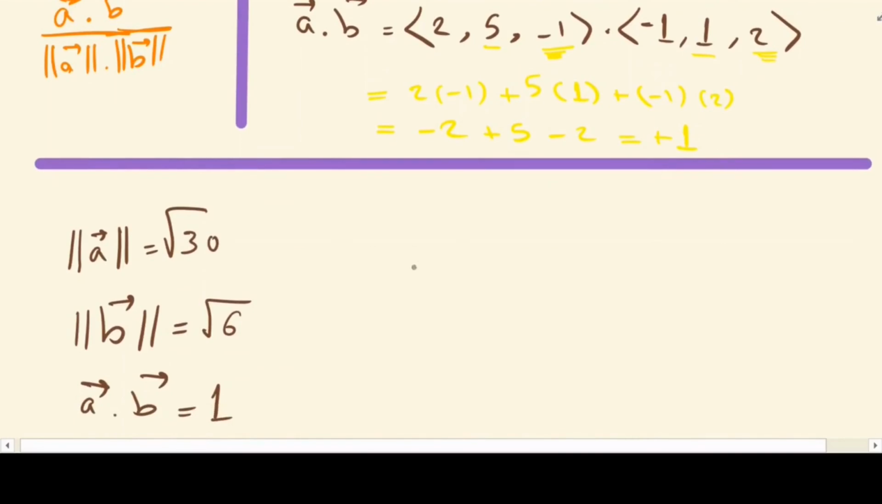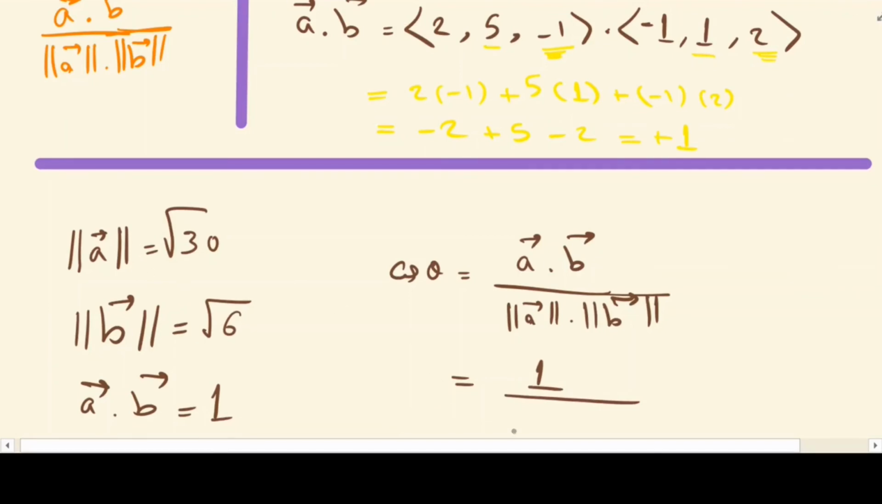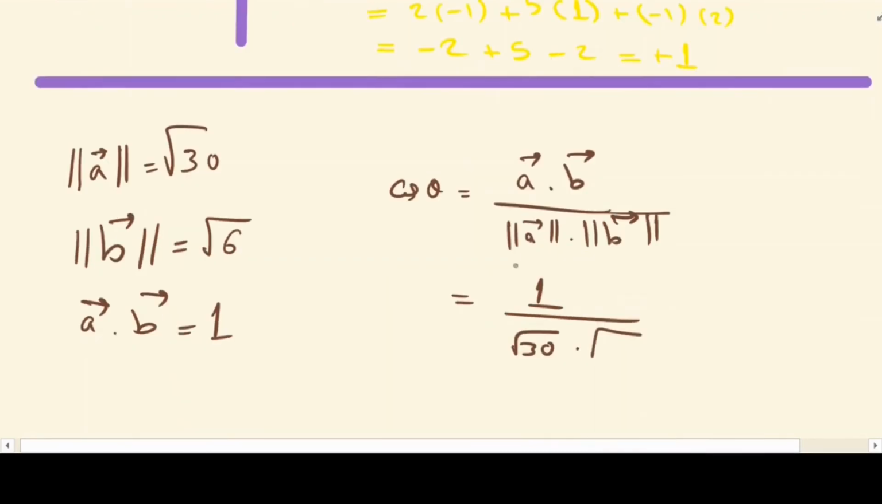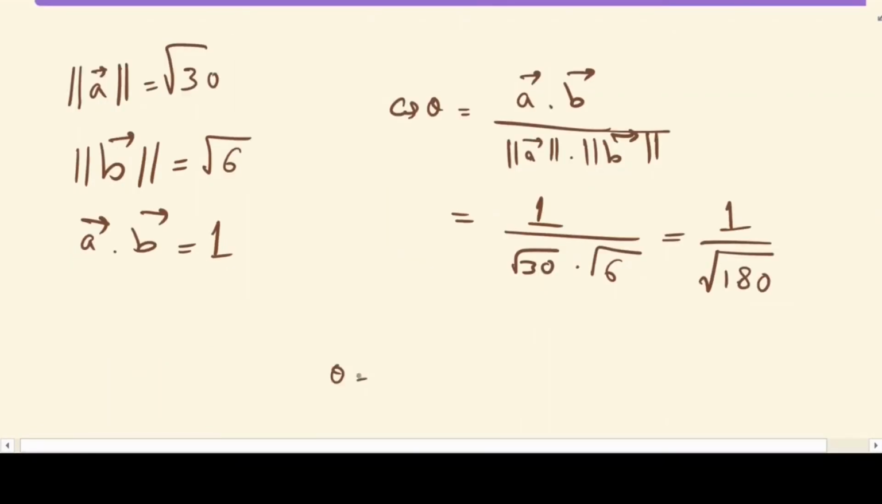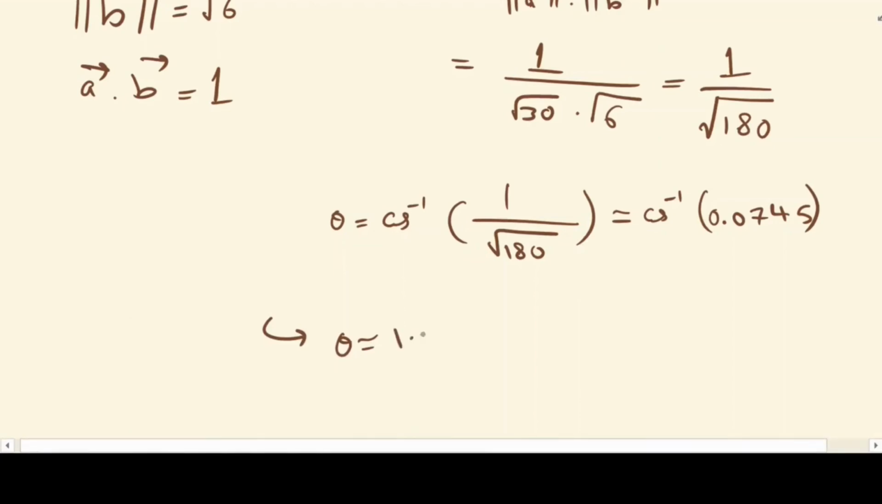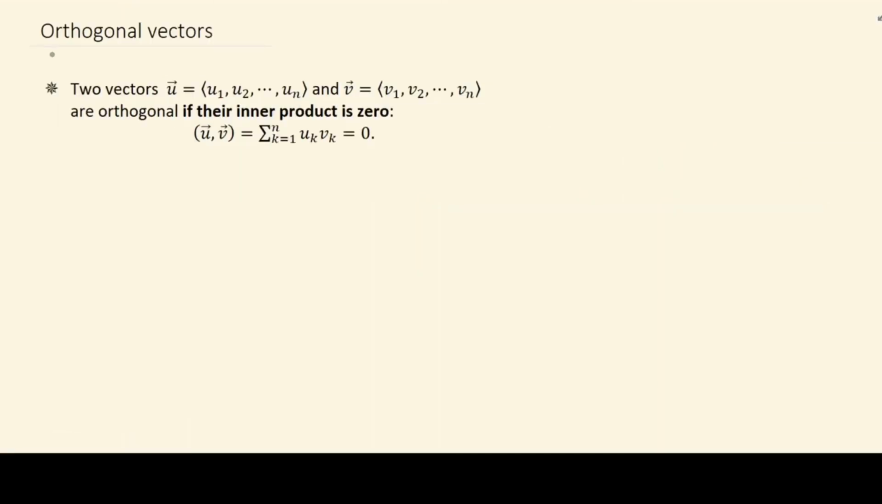Finally, we can go back and calculate cosine theta equals A dot B divided by length of A times length of B. That's going to be A dot B, which is 1, divided by length of A, which is square root 30, times length of B, which is square root 6, and that's going to give us 1 over square root of 180. Then theta is going to be just arc cosine, or cosine inverse, of 1 over square root of 180. So finally theta is going to be around 1.496 radians, or 85.73 degrees.